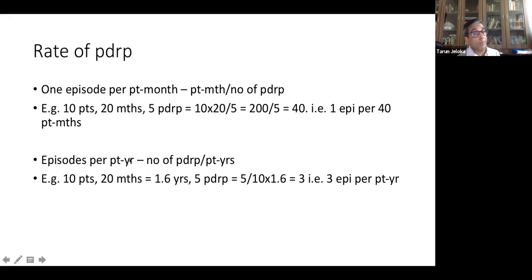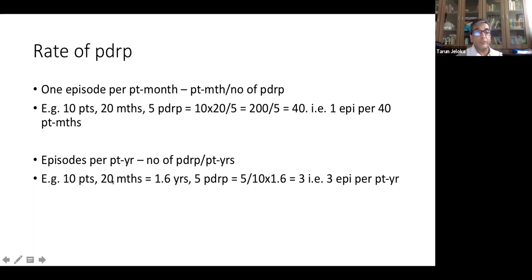And what about episodes per patient year? Here, you have to calculate the number of peritonitis divided by duration. Earlier, it was duration divided by peritonitis. Remember the difference. So number of peritonitis divided by patient years. Otherwise the formulas are the same.